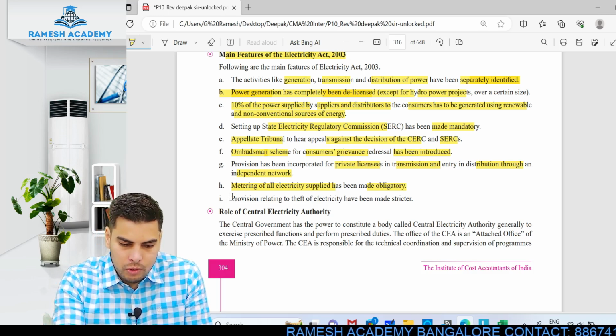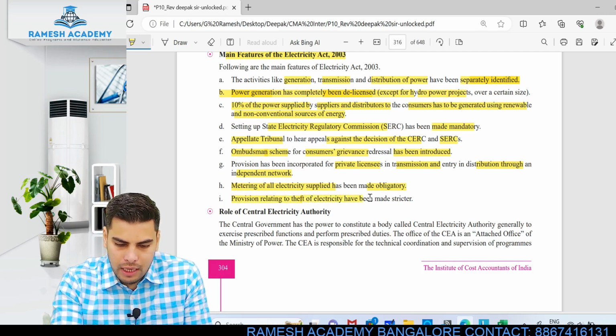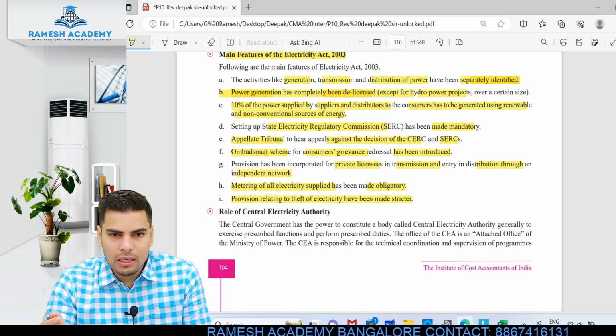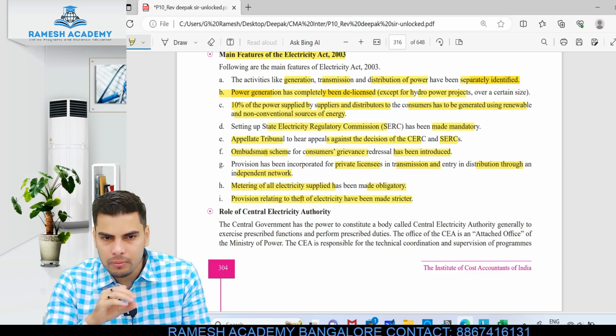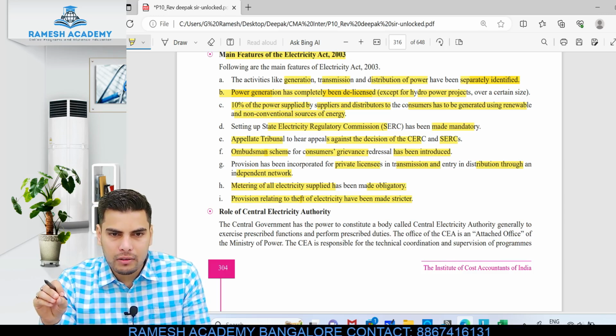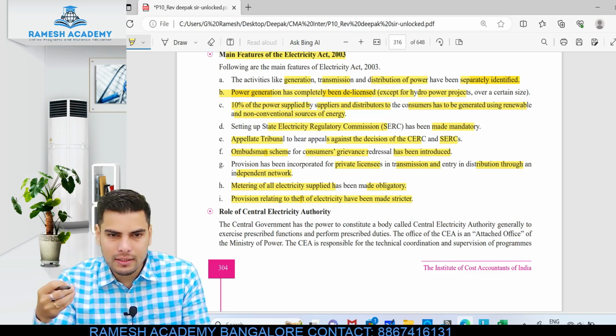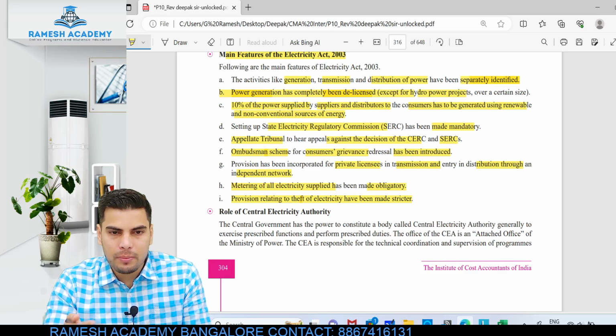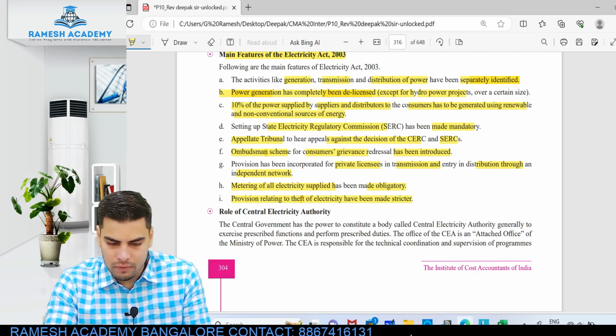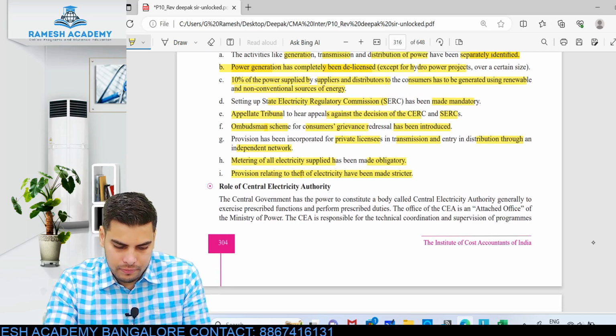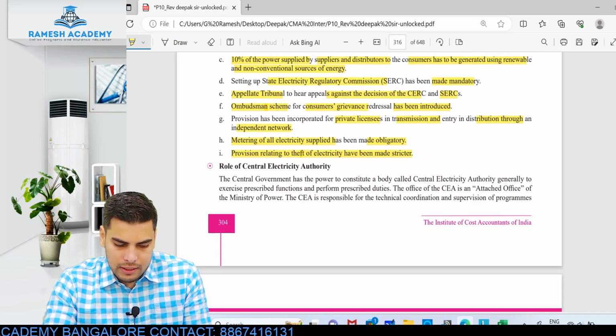Okay, so provisions relating to theft of electricity have been made stricter. Earlier people used to steal electricity from the main electricity wire on the electric pole, but here the provision has been made stricter with respect to stealing of this particular electricity. All right, let's look into the next thing.